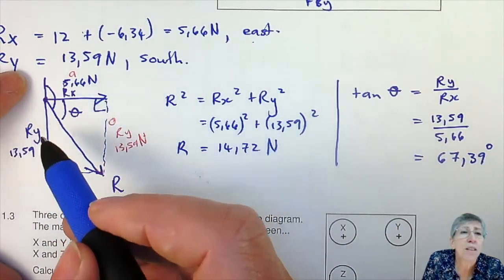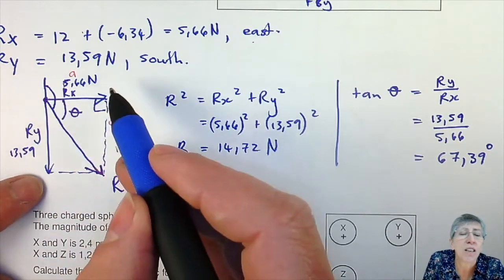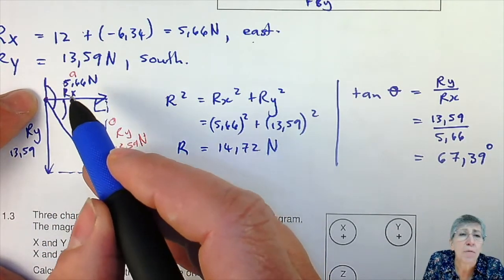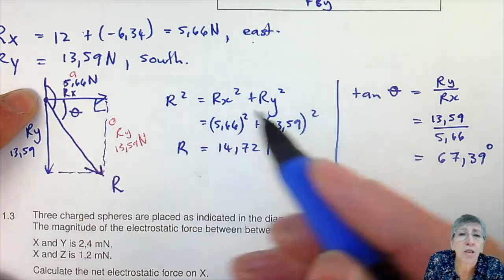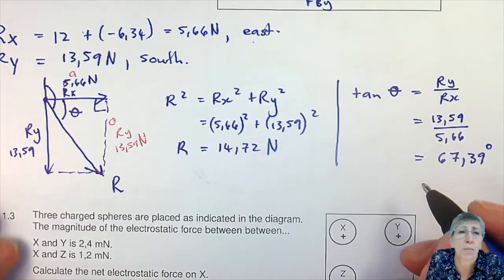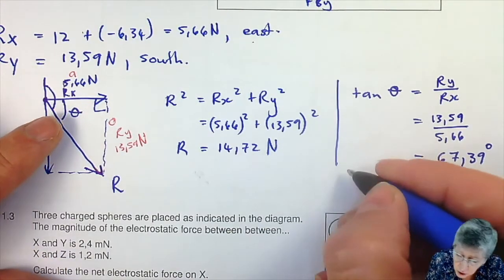Now, if you think about this one is longer than that one, right? So that is going to be a very big angle. It's going to be bigger than half, right? So 67,39, that sounds to me quite possible, right? But still, that's not the direction I'm looking for.